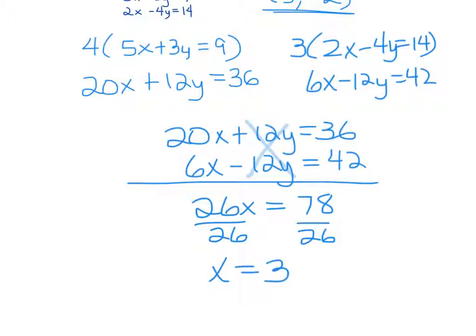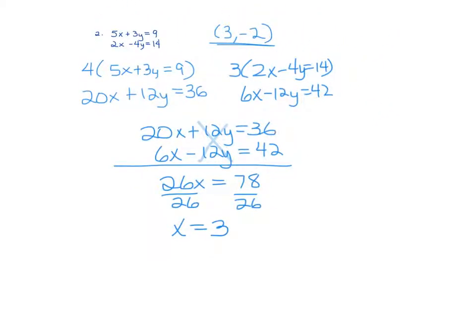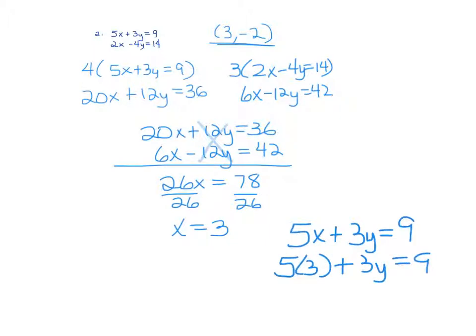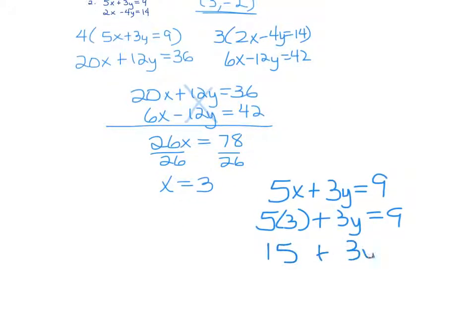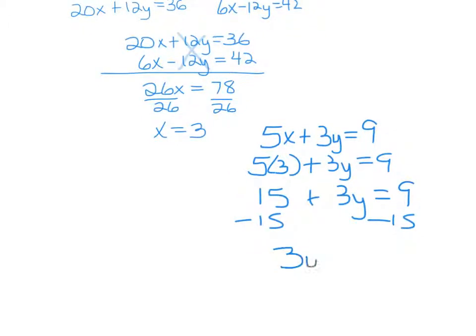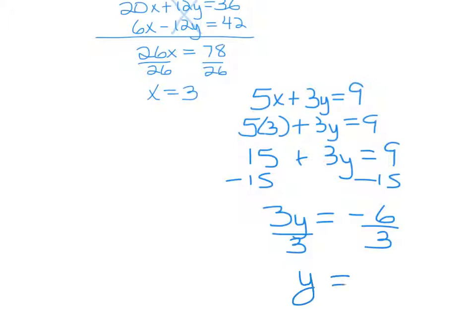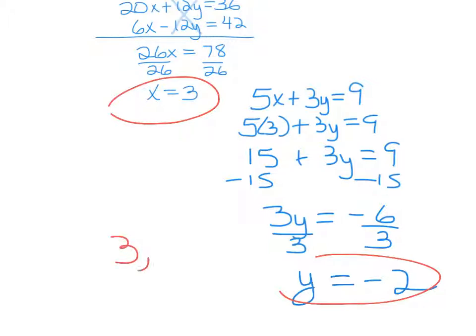I now need to find the y. I'm going to go back to the beginning. I'm actually going to plug it into the first one. So 5x plus 3y equals 9. 5 times 3 plus 3y equals 9. 15 plus 3y equals 9. Subtract 15. 3y equals negative 6. Divide by 3, and y equals negative 2. So again, as a coordinate, 3, negative 2. So go ahead and work on number 3 now.